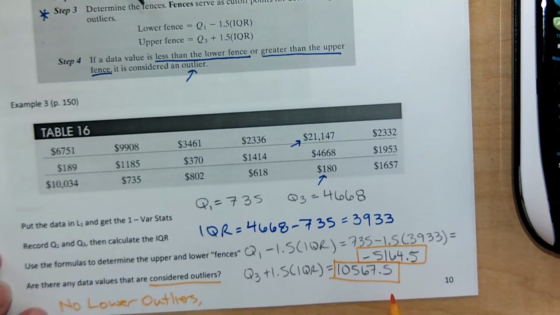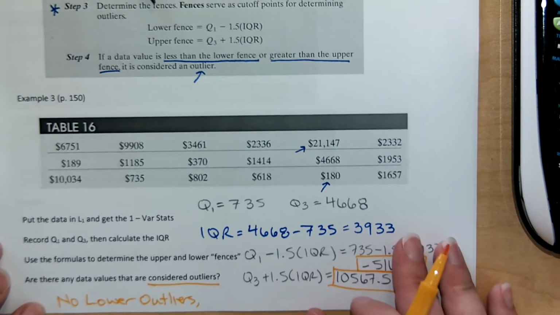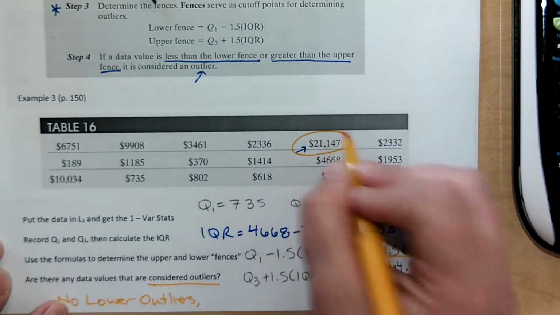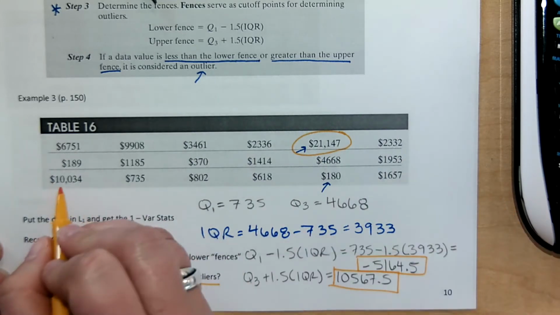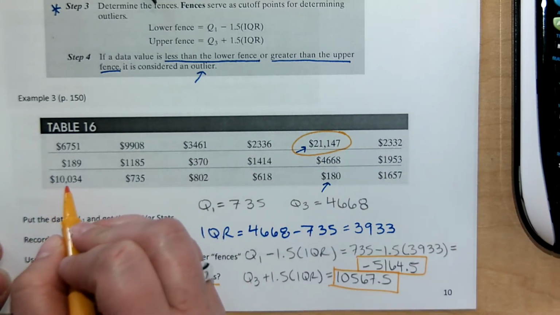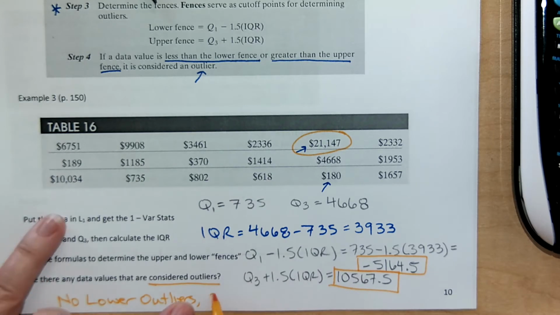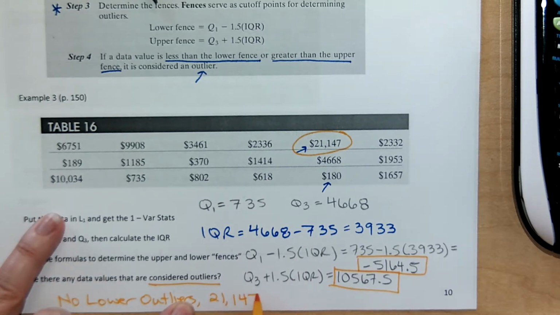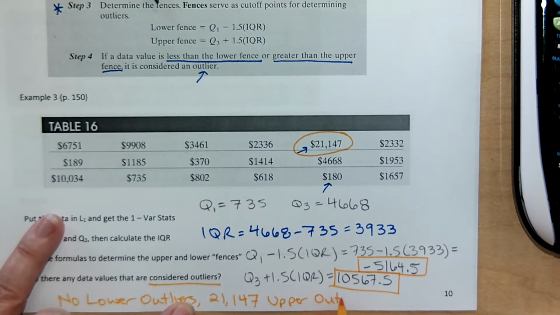If we look at 10,567.5, that 21,000 is an outlier. This 10,000 is almost an outlier, but not quite. So the 21,147 is what we call an upper outlier.